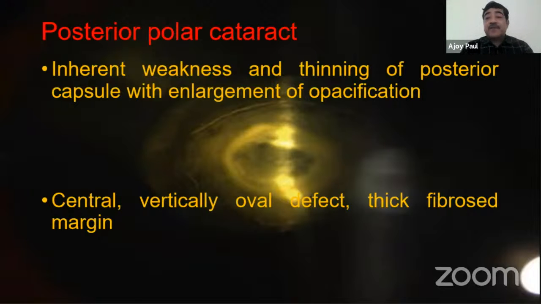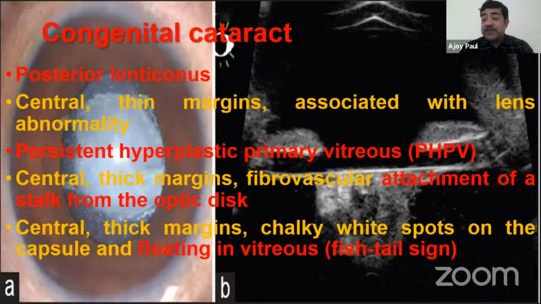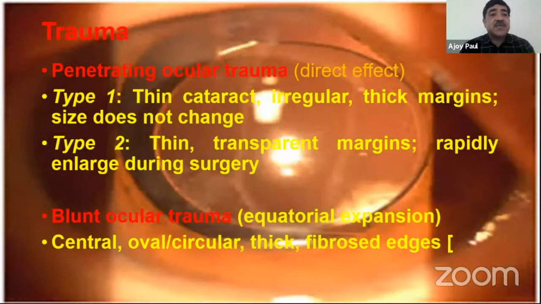You could have pre-existing PCRs even in congenital cataracts like posterior lenticonus or posterior persistent hyperplastic primary vitreous, where they have a stalk, and when you're going into the floating with the vitreous, the fiscal sign, that could have an absent PC, or it can have a very thin PC there. And of course, trauma, both penetrating and blunt, causes pre-existing PCRs.